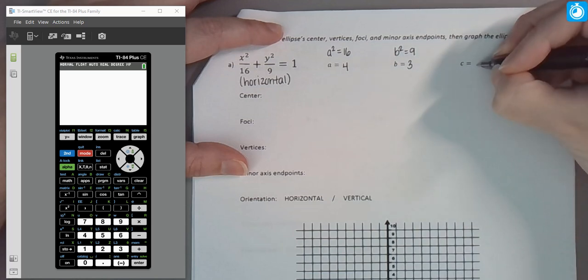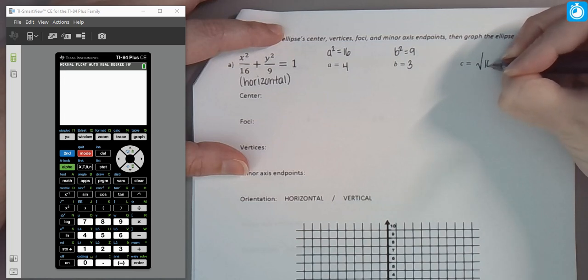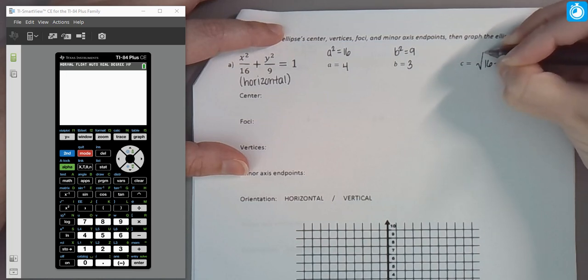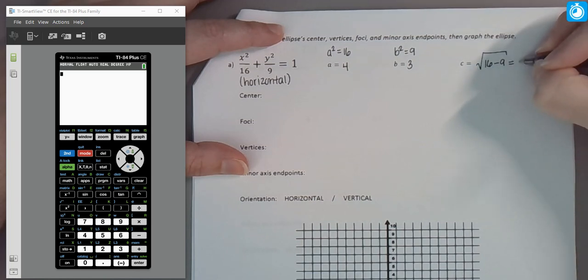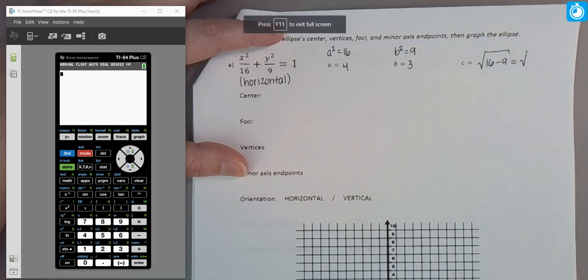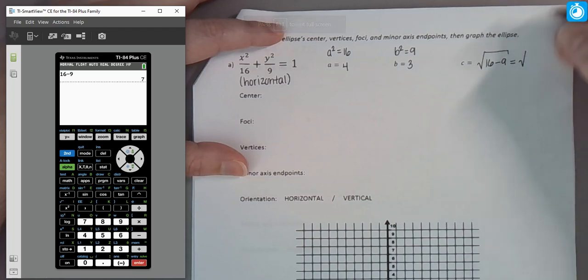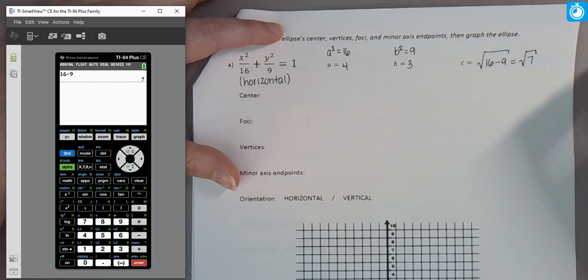Now C, the other value we need, is defined as the square root of A squared minus B squared, which in this case is going to be 16 minus 9, and then we take the square root of that. So 16 minus 9, what's that going to be? That's going to be 5, right? No, 7. What am I talking about? 16 minus 9. Let's not make silly mistakes. Square root of 7. There we go. So that's going to be the distance in order to get to the foci.